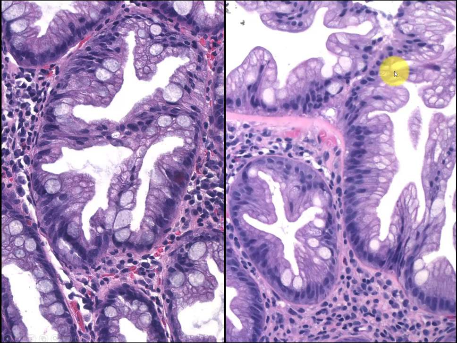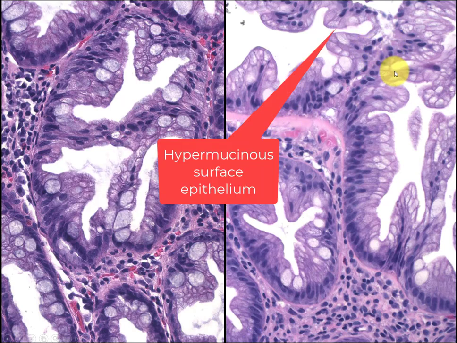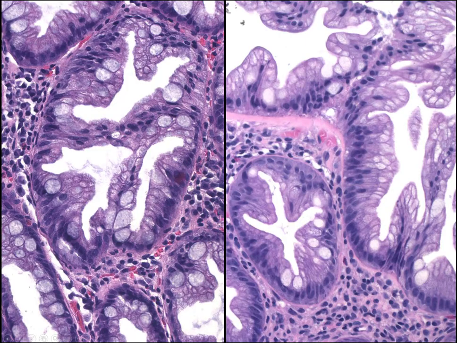And finally, when you move to the top of most hyperplastic polyps, you will see this very hypermucinous microvesicular pattern with little tufts of cells. That is also very typical of a hyperplastic polyp.